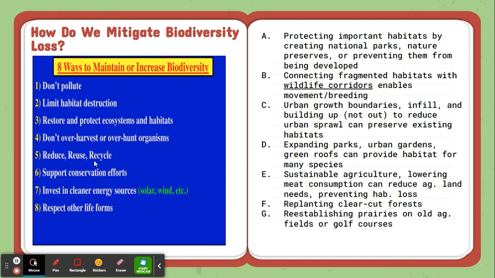Any forest that may be clear cut, maybe we could do selective cutting instead, or replant those cut down forests. We could reestablish old fields that are no longer in use, and put those ecosystems back the way they once were, and over time, through ecological succession, they could return.